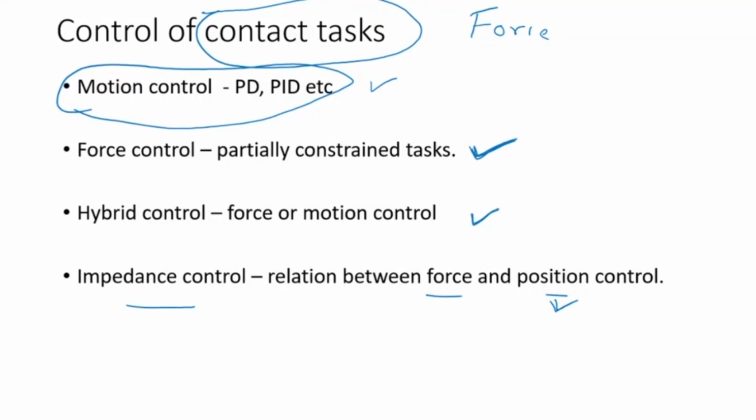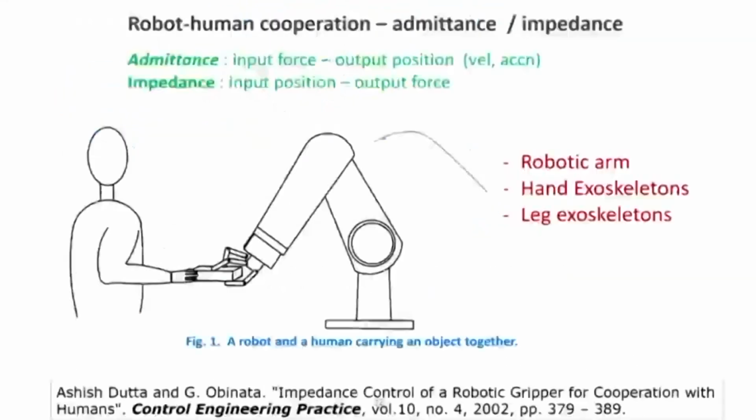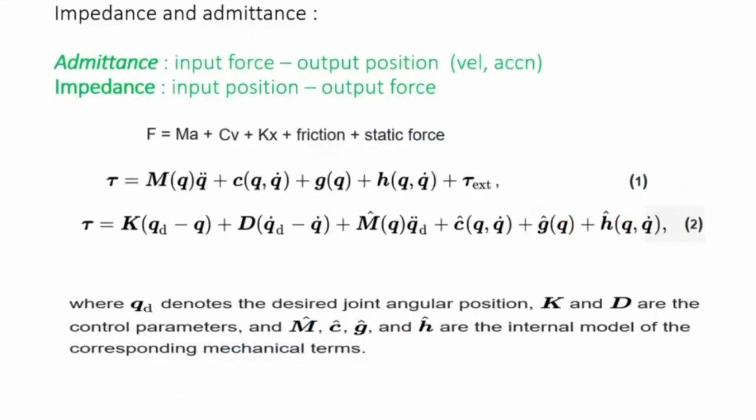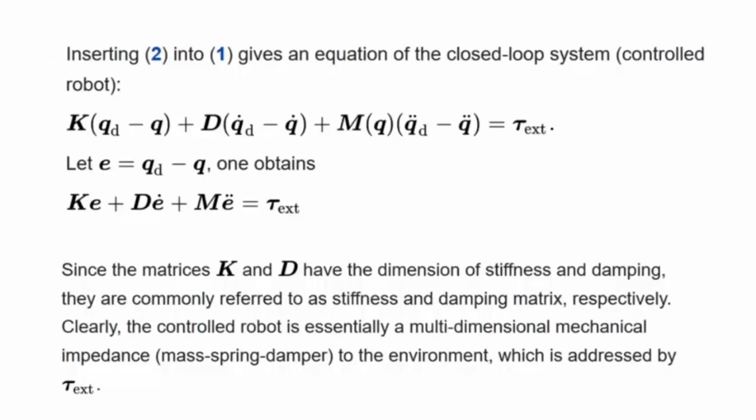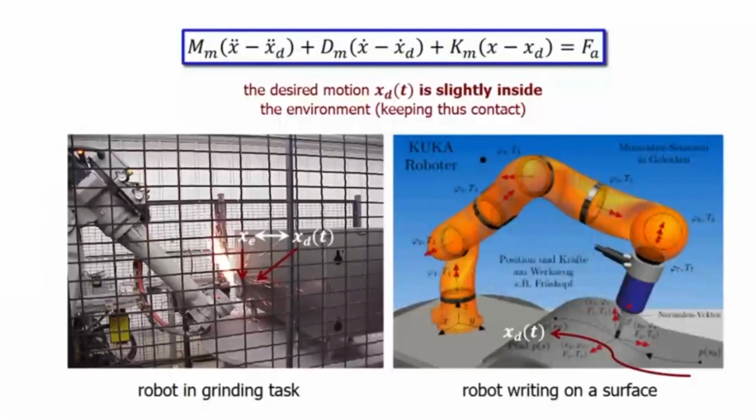So before that, let's talk about PD and PID control of force. The examples that we are looking at, what are the various examples? These two are examples. Let me explain this so it becomes easier. This is a robot in a grinding task. There is a grinding wheel you can see there. It is making contact with the object and applying a force, and it is moving in a direction which is orthogonal to it.